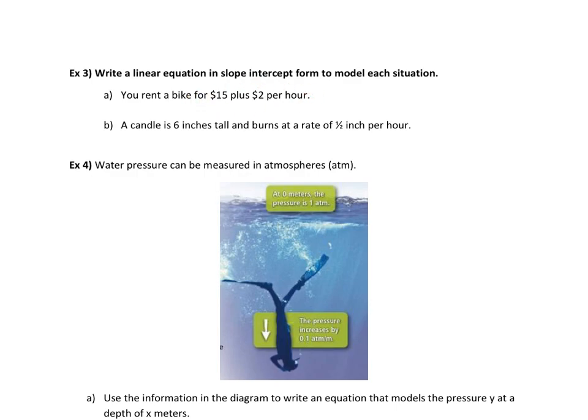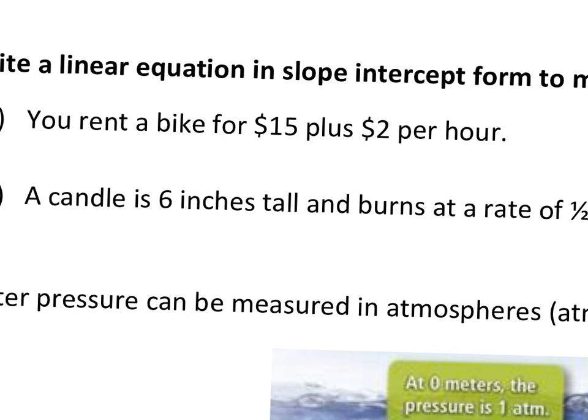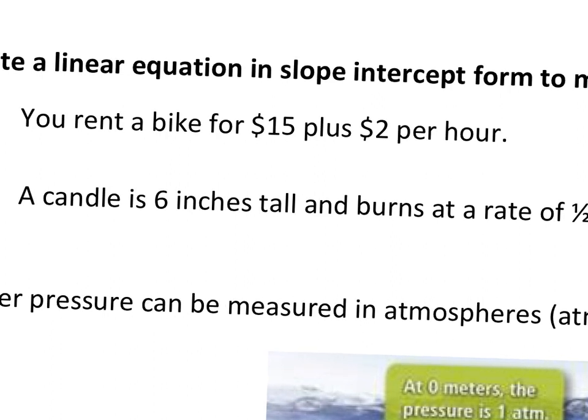Now, one of the things we kind of start talking about, and we're going to keep talking about, is this word per. When you see per, a lot of times, not always, but a lot of times, that's going to tell you that's your slope. So I know I have a slope of 2, and it says you rent a bike for $15. So this is your start amount. You are starting at $15 and then paying $2 per hour. So in this case, here's your b value, and then your slope would be 2. So y = 2x + 15.